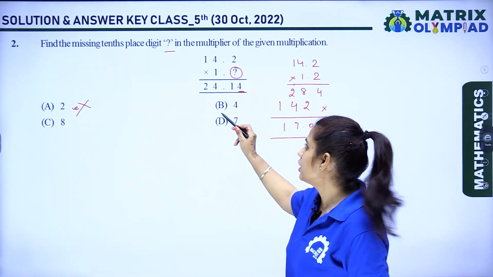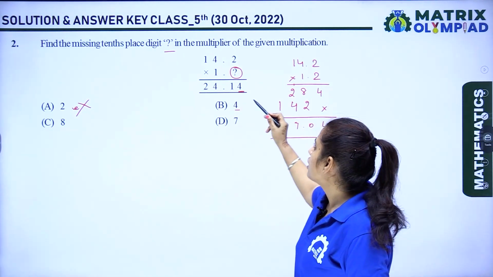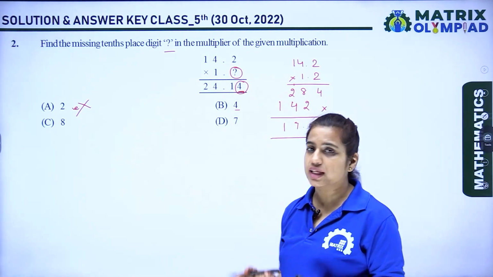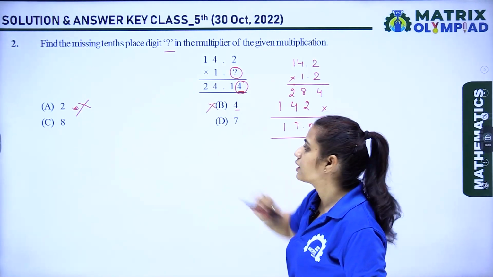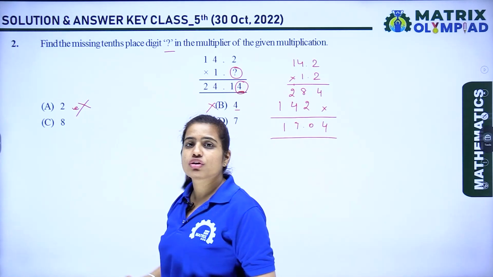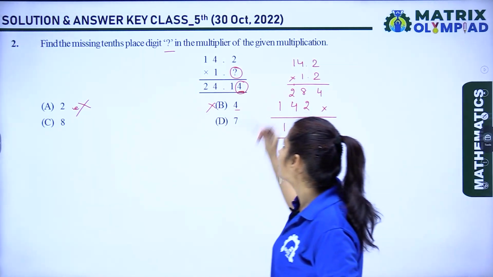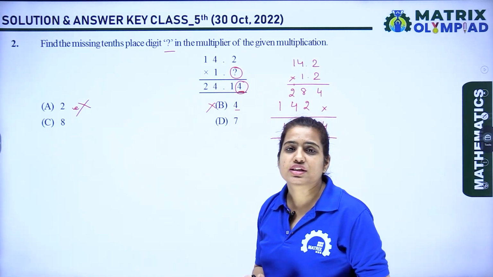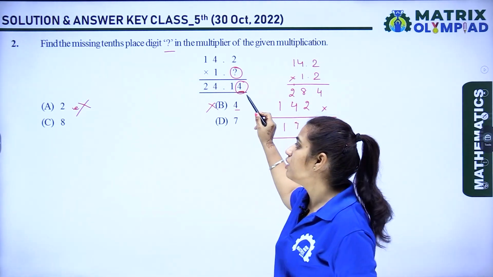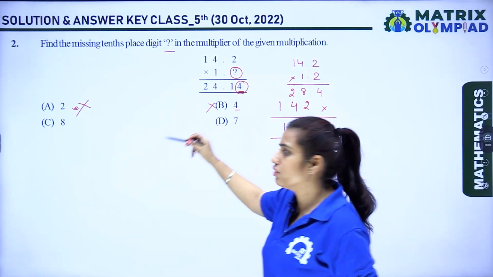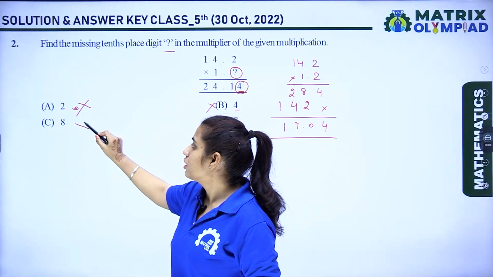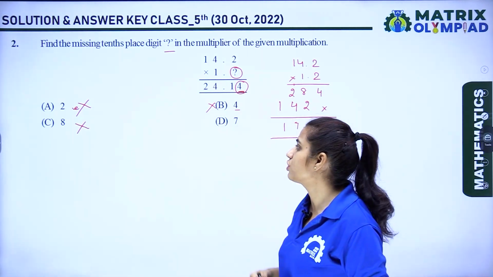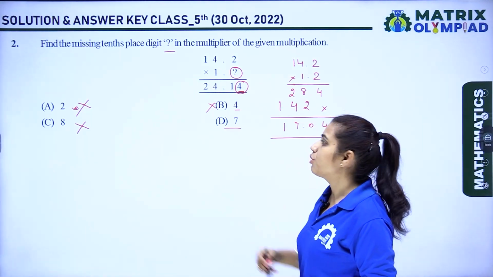Let's take option B, that is 4. Now 4 times 2 is 8. We want the product 4, not 8. So option B is cancelled. Now let's go for option C, that is 8. 8 times 2 is 16. The unit place of 16 is 6. So again, by checking with the question, we are not taking option C as it is not valid for the given question.